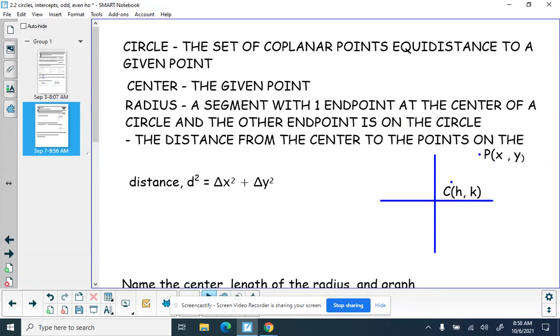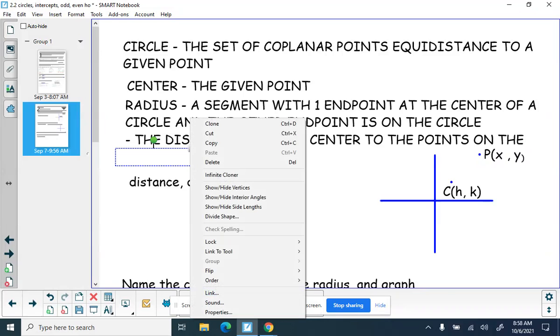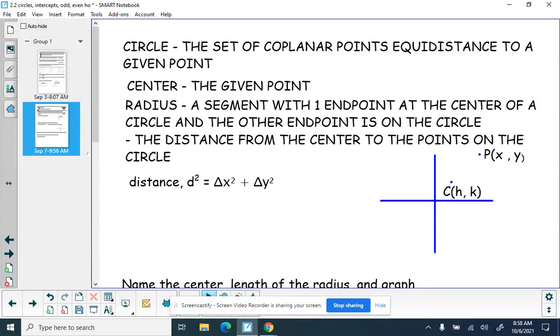But what we always refer to is the distance from the center point to the circle. That's technically the length of the radius. The length of the radius is the distance from the center point to the edge of the circle.